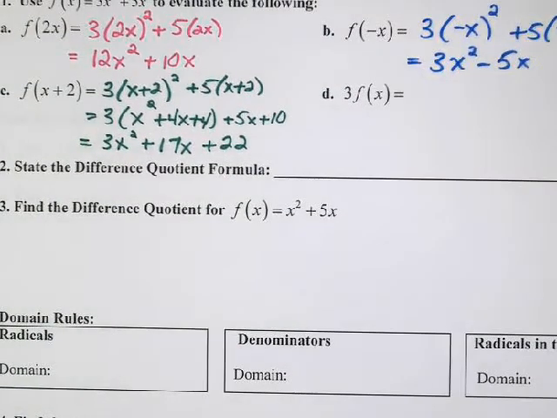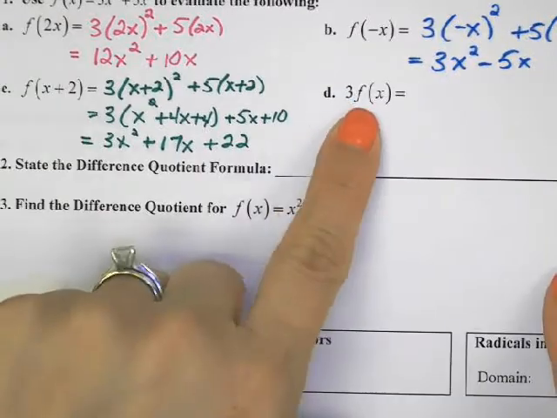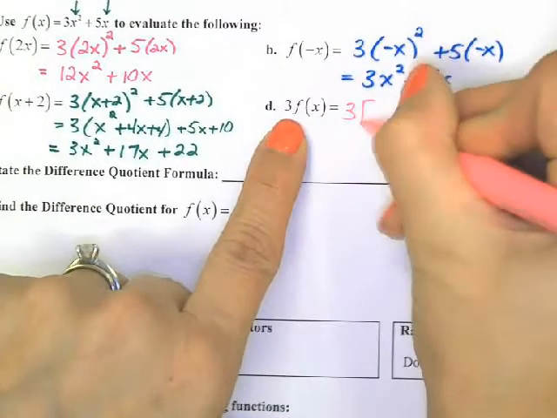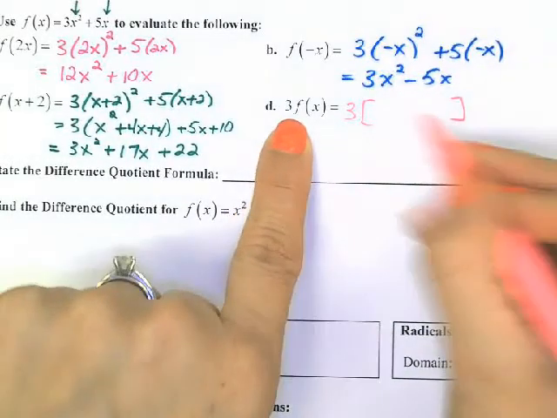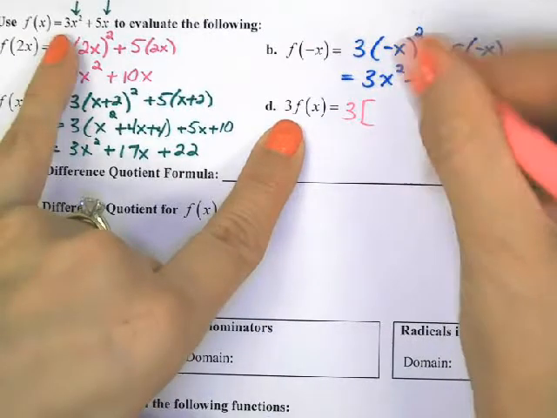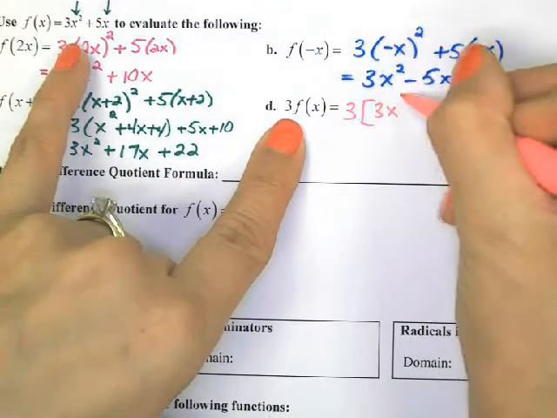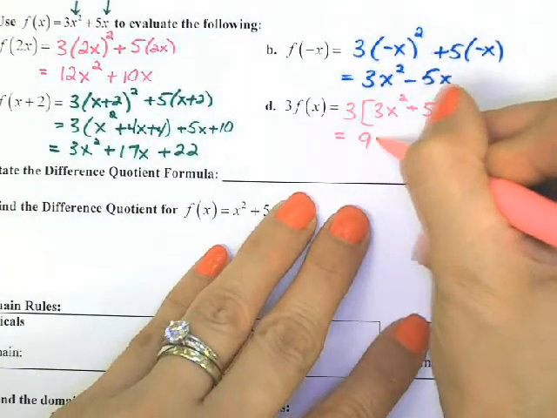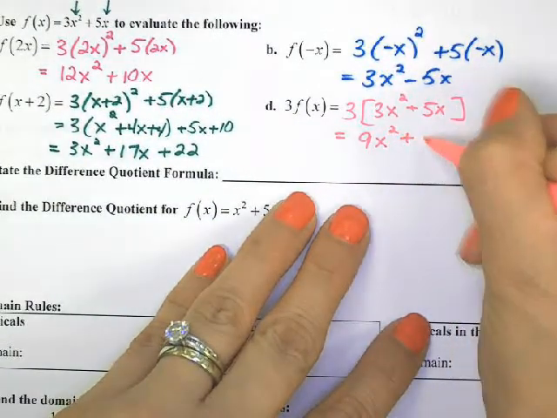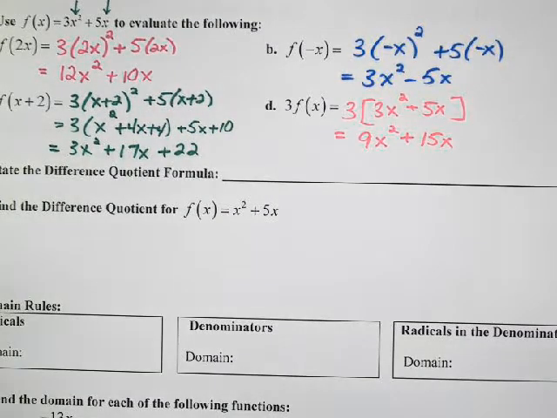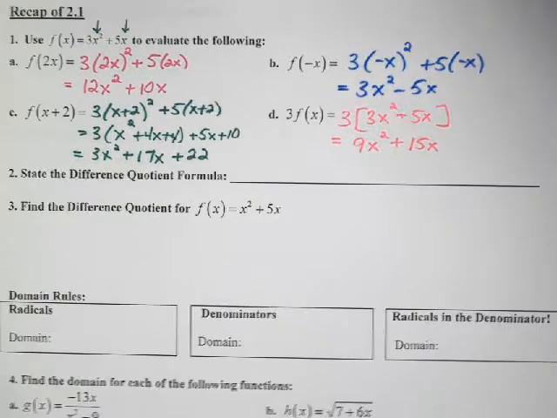And finally, letter D. This is one that we did in class quite a bit. It has a 3 in front of the function. So what we're going to do is put a 3, and then your f of x function is going to go next to it. This is 3 times the function. The function is 3x squared plus 5x. So this answer is 9x squared plus 15x. So a variety of function work that you can do.